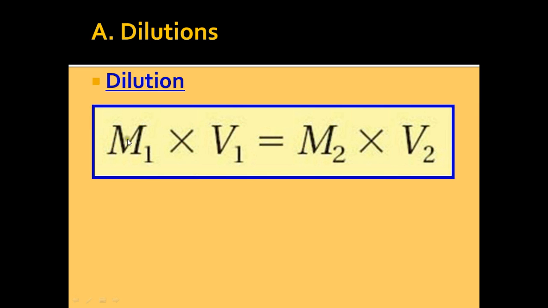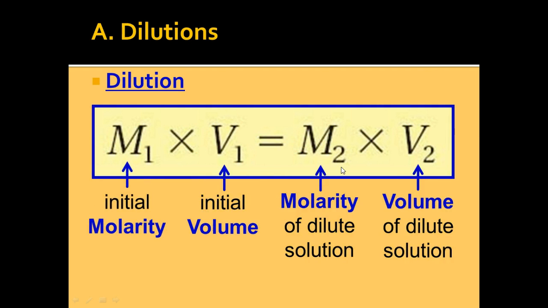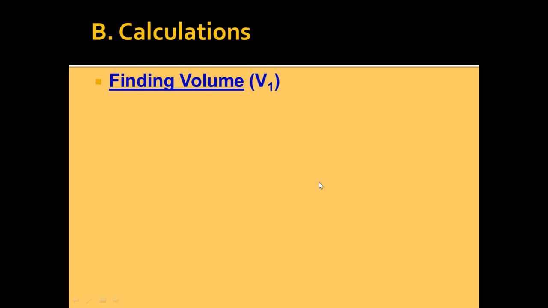Here's a formula. Molarity, initial molarity times initial volume equals molarity of the diluted solution times volume of the diluted solution. So you can think of M1 times V1 equals M2 times V2. These are always equal. So pretty much we just plug in everything and then solve for the unknown variable, and it could be any of these. Here we're going to be first finding volume if we have everything else.